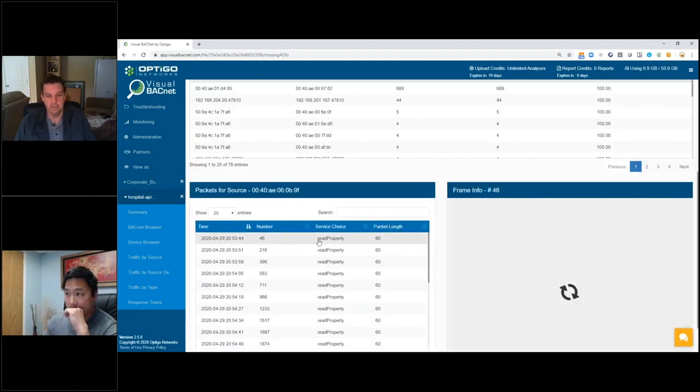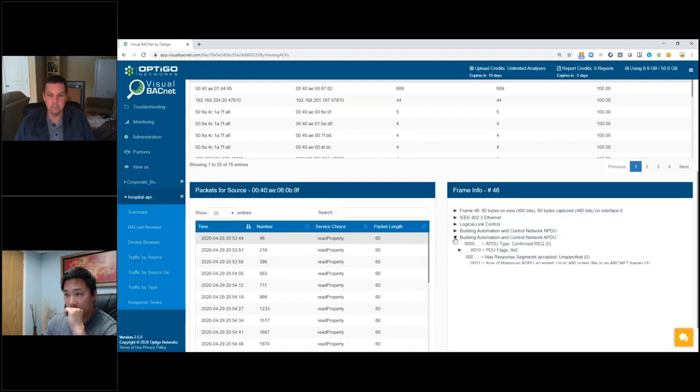So what it's asking for is read property information. And it's a confirmed request. Confirmed request means when you're doing a read, it's automatically confirmed because you're reading data back. It's asking for a multi-state output, or MO object, and it's asking for the present value. But what's happening is it's not getting that response.